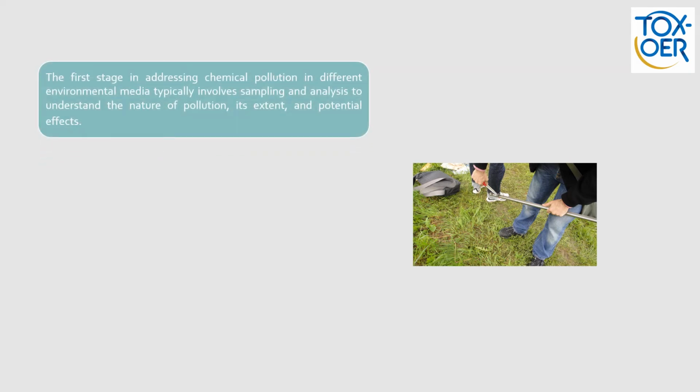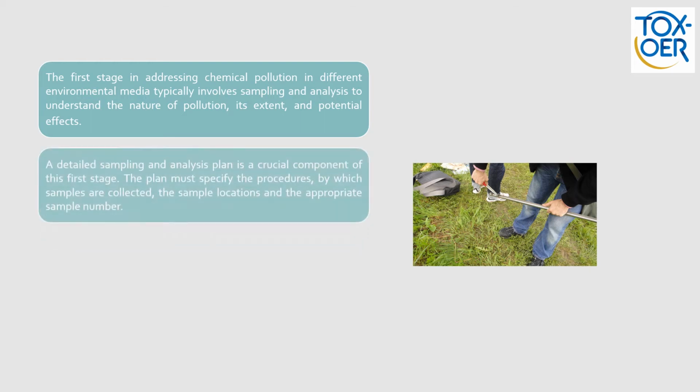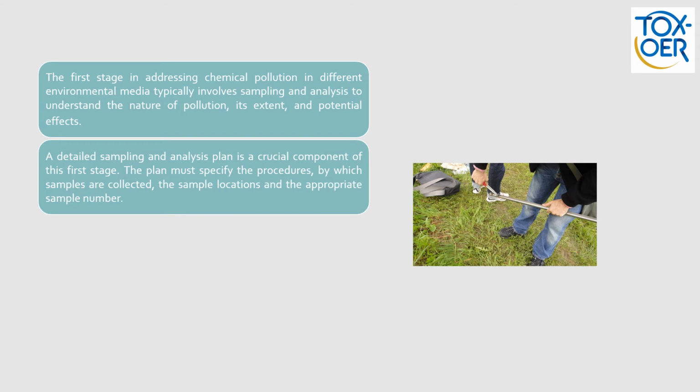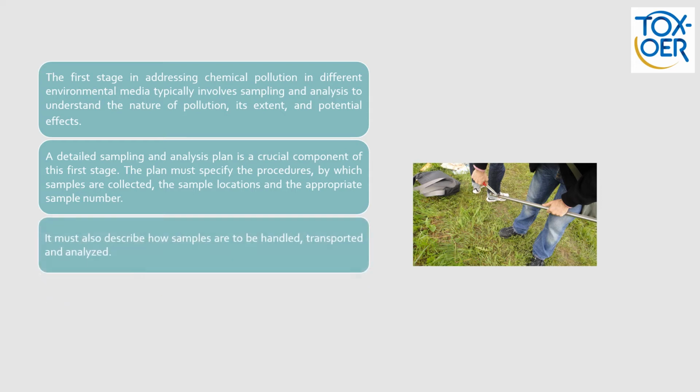And now let us go back to the topic and include some more details. The first stage in addressing chemical pollution in different environmental media typically involves sampling and analysis to understand the nature of pollution, its extent, and potential effects. A detailed sampling and analysis plan is a crucial component of the first stage. The plan must specify the procedures by which samples are collected, the sample locations, and the appropriate sample number. It must also describe how samples are to be handled, transported, and analyzed.